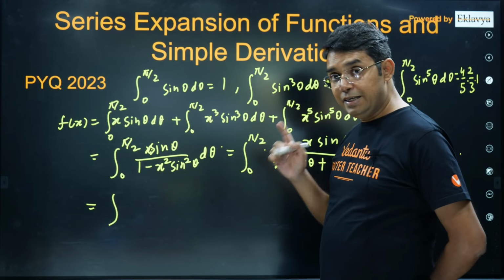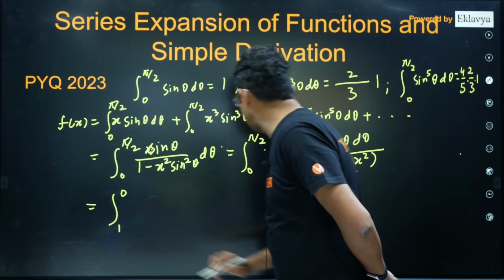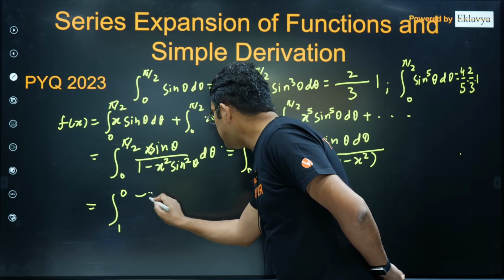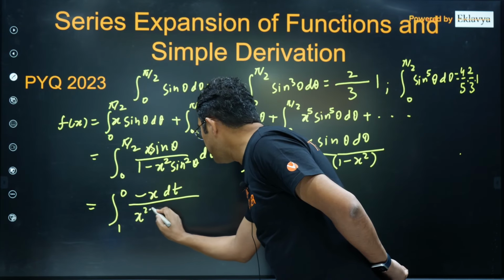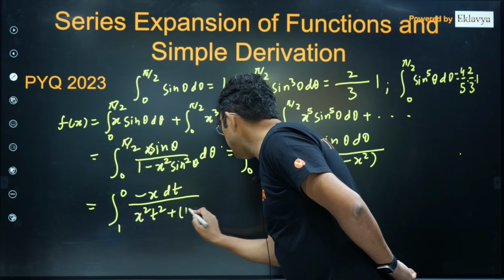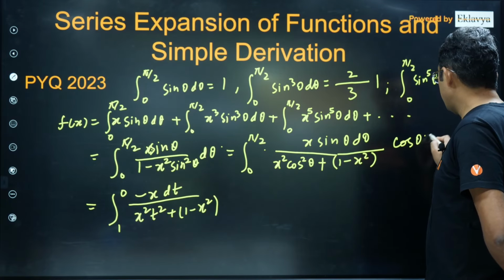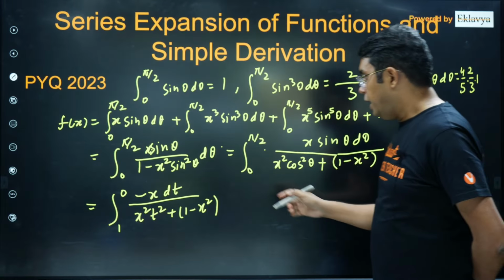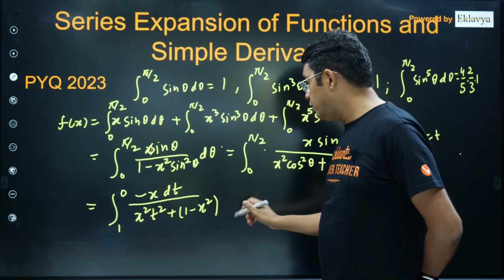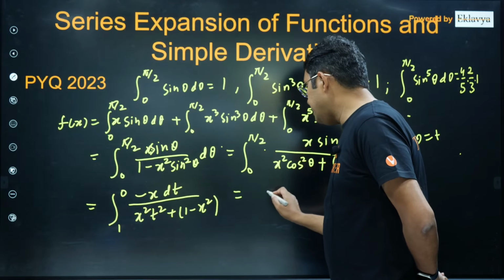So if cos θ is t, 0 will become 1 and π/2 will become 0, and that will be minus x dt upon x^2 t^2 plus 1 minus x^2. What I have done is put cos θ as t. So the lower limit 0 will be 1, the upper limit will be 0, and this minus sign will make them 0, 1 only.